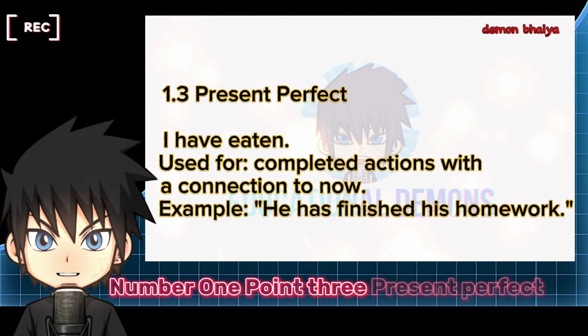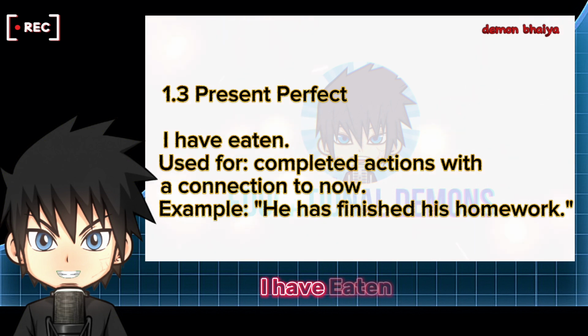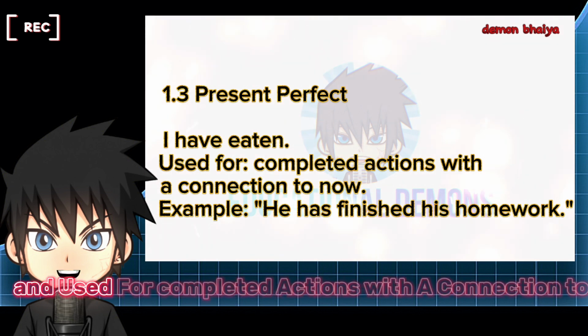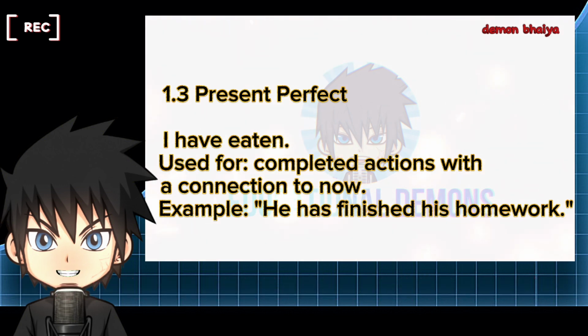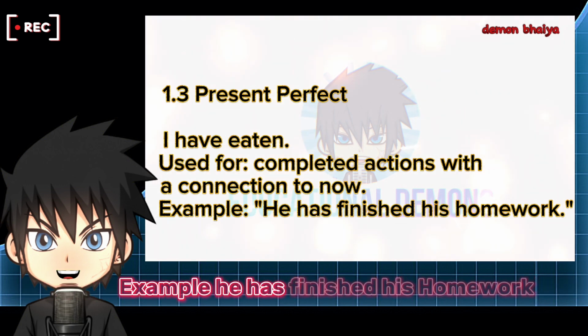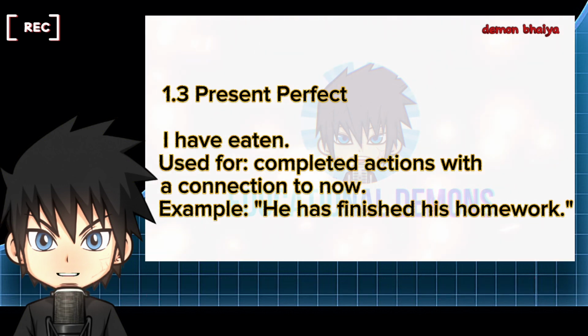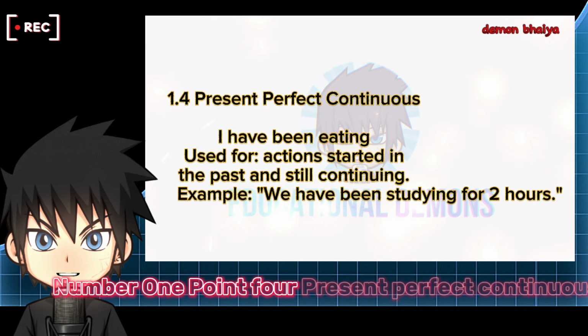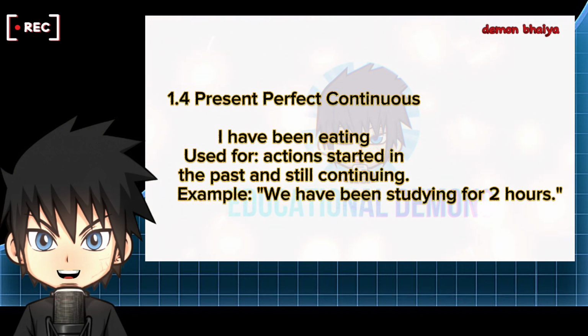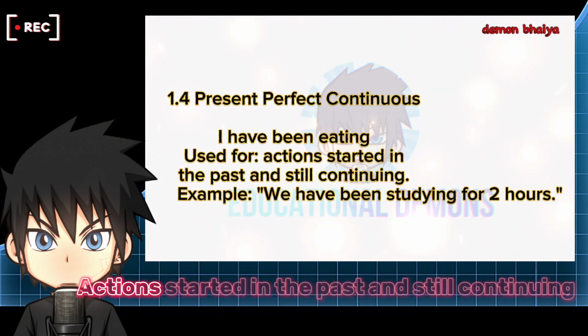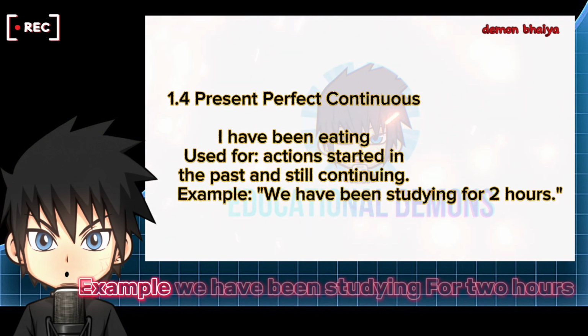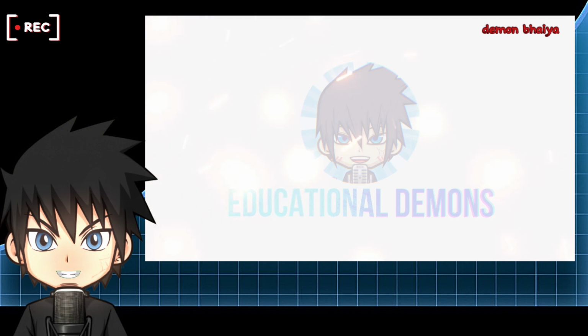Number 1.3, present perfect. I have eaten, used for completed actions with a connection to now. Example, he has finished his homework. Number 1.4, present perfect continuous. I have been eating, used for actions started in the past and still continuing. Example, we have been studying for 2 hours.